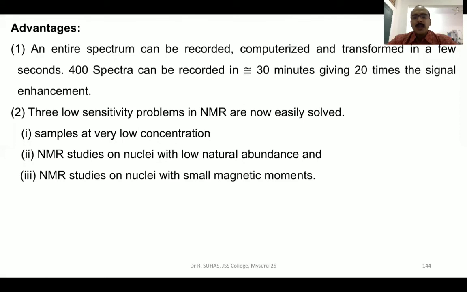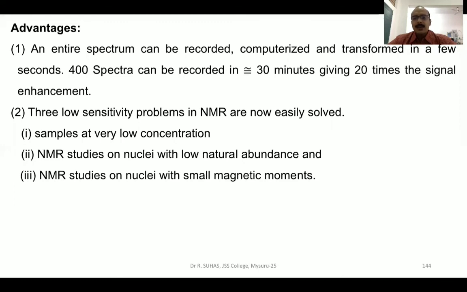Then we have to know the advantages associated with FT-NMR. An entire spectrum can be recorded in a few seconds, but in conventional NMR it takes minutes to hours, whereas in FT-NMR the whole proton NMR or carbon NMR is recorded in a few seconds. In nearly 30 minutes, 400 spectra can be recorded, and along with that, you will see a 20 times signal enhancement if you use FT-NMR.